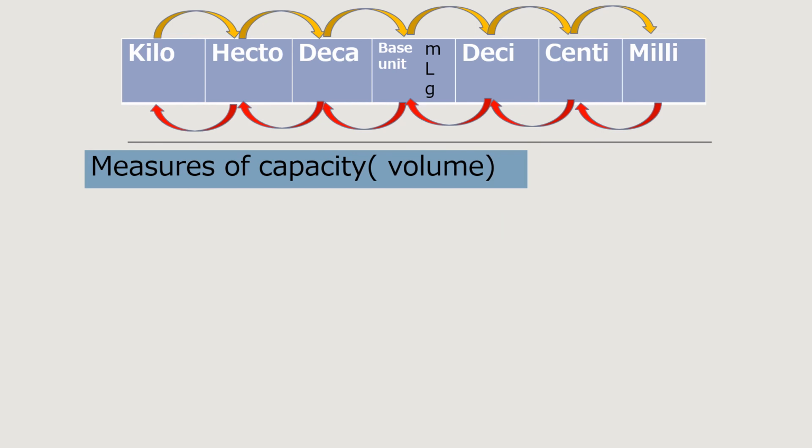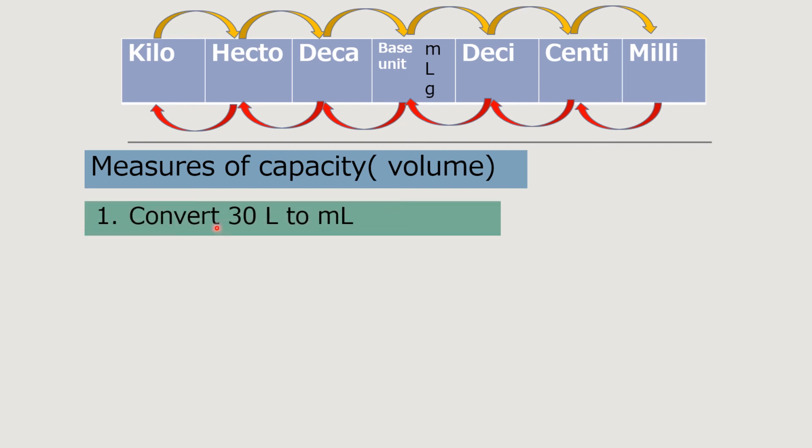Now, what about measures of capacity or volume? So let's have an example. Convert 30 liters to milliliters. Okay, so now, where is liters? So liters is here and going to milli. Milliliters, 1, 2, 3. Which means we just need to add 3 zeros here. So 30 liters is equivalent to 30,000 milliliters.